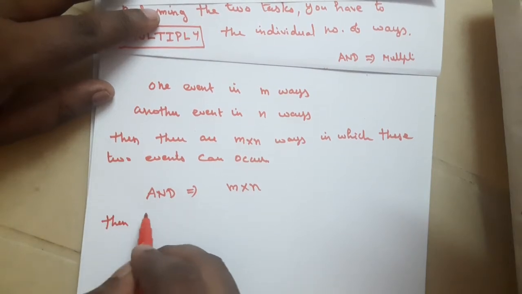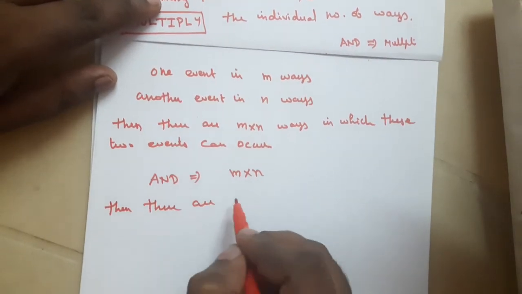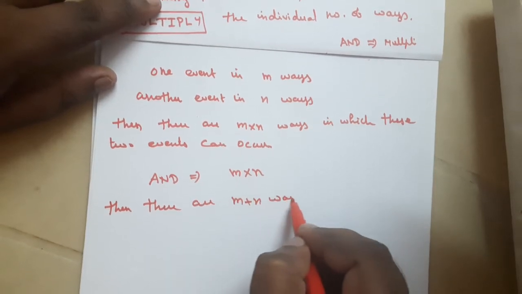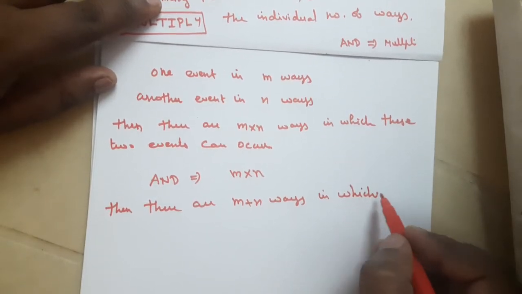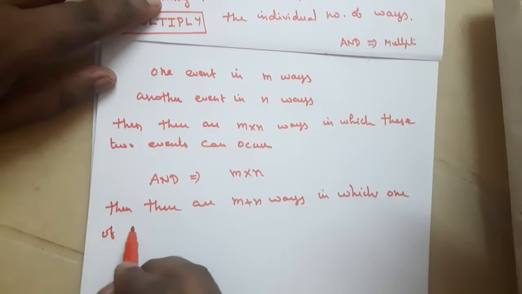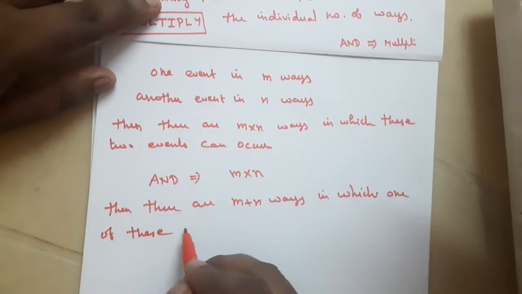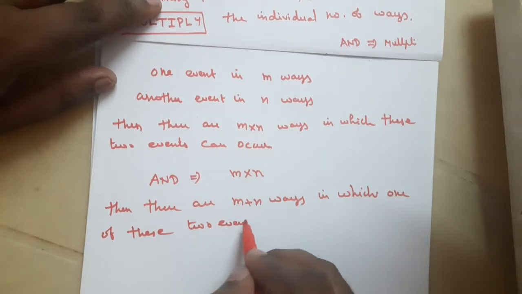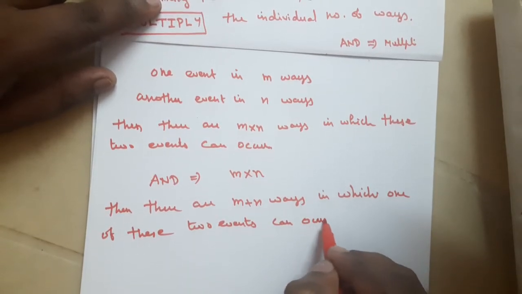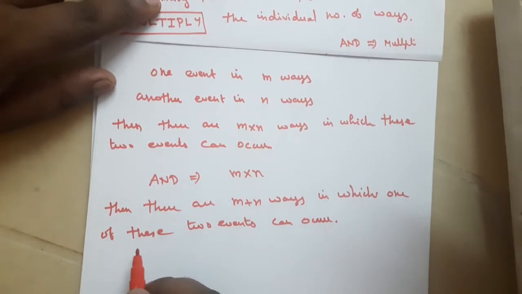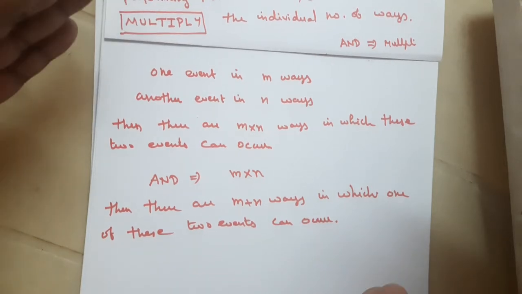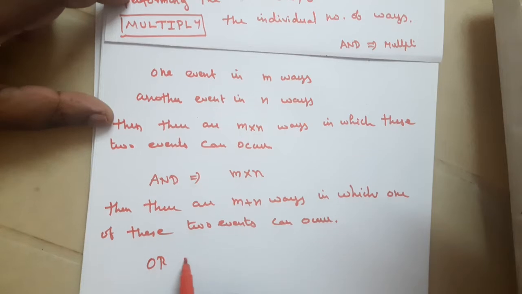Then there are m plus n ways in which one of these two events can occur. That is, one event occurs in m ways and another event occurs in n ways. The two events are connected by the word or, then the total number of ways is m plus n. So or means m plus n.